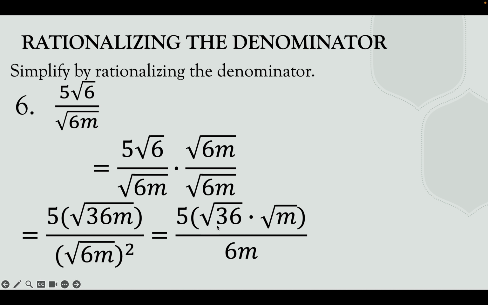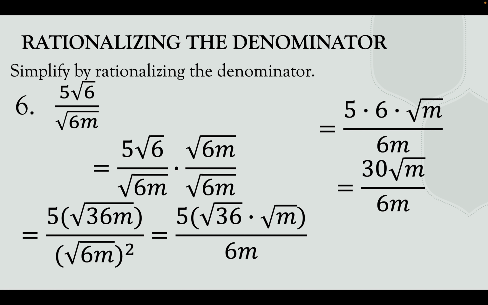And then since square root of 36 is a perfect square, we can simplify this one. We have 5 times square root of 36 is 6 times square root of m over 6m. 5 times 6, we have 30. So we have 30 square root of m over 6m. Now, we can reduce this one, 30 and 6. So their common factor is 6. So we have 5 square root of m over m. Since 30 divided by 6 is 5 and 6 divided by 6 is 1.